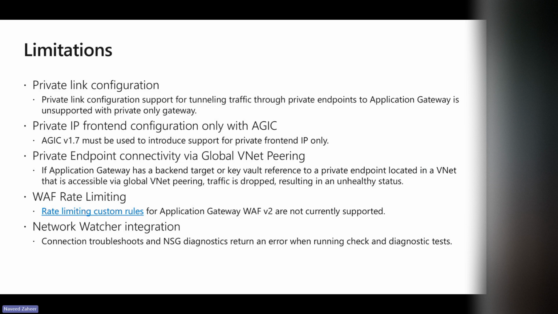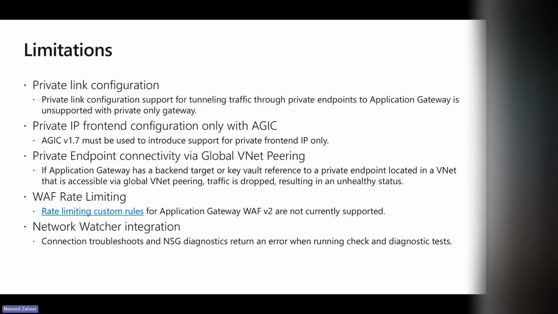Just quickly, some limitations. Number one, private link configuration is not there. As you know, Azure App Gateway does support private link, but Azure App Gateway private deployment does not support that. This is a feature gap. Please keep that in mind. It does have a private IP, but if you want to create a private endpoint, you cannot do that. Okay, so just keep that in mind. This is a feature gap.